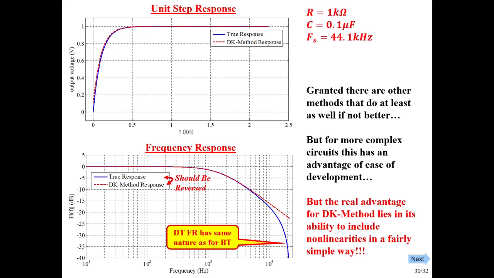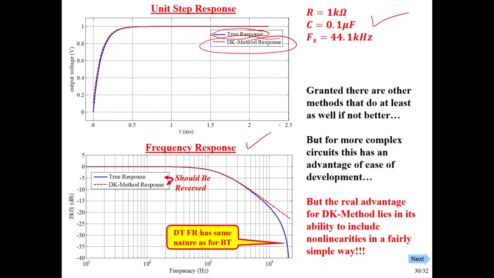So up here we have the response to a unit step, and the blue is the true response. We already knew what that is. We looked at that in our earlier look at this RC circuit. And the red is the decay method response. And it looks very similar, a little bit different than what we saw from the other methods, but still remarkably similar. And here are the values that I used.